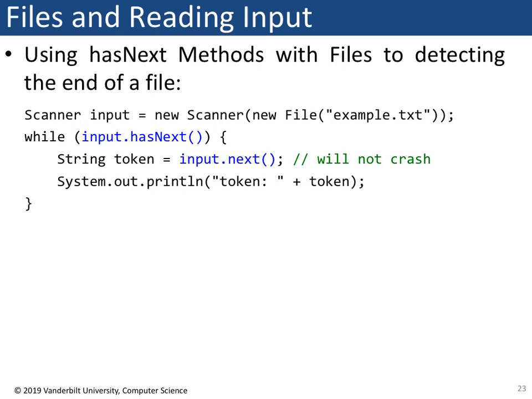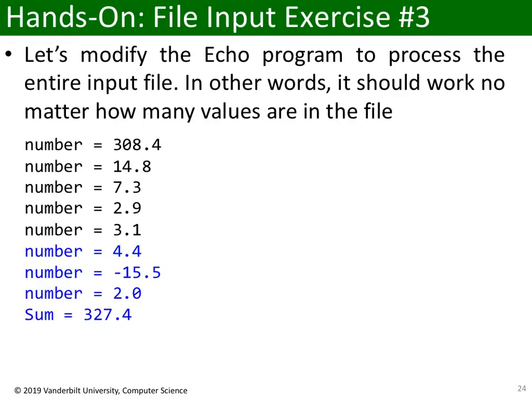Obviously that can't happen, right? We can't read things that don't exist, so that would cause a runtime error. This prevents us from encountering that runtime error. So now let's use these helpful methods to modify our echo program to process the entire input file, reading in all of the tokens as doubles, and then printing the sum.